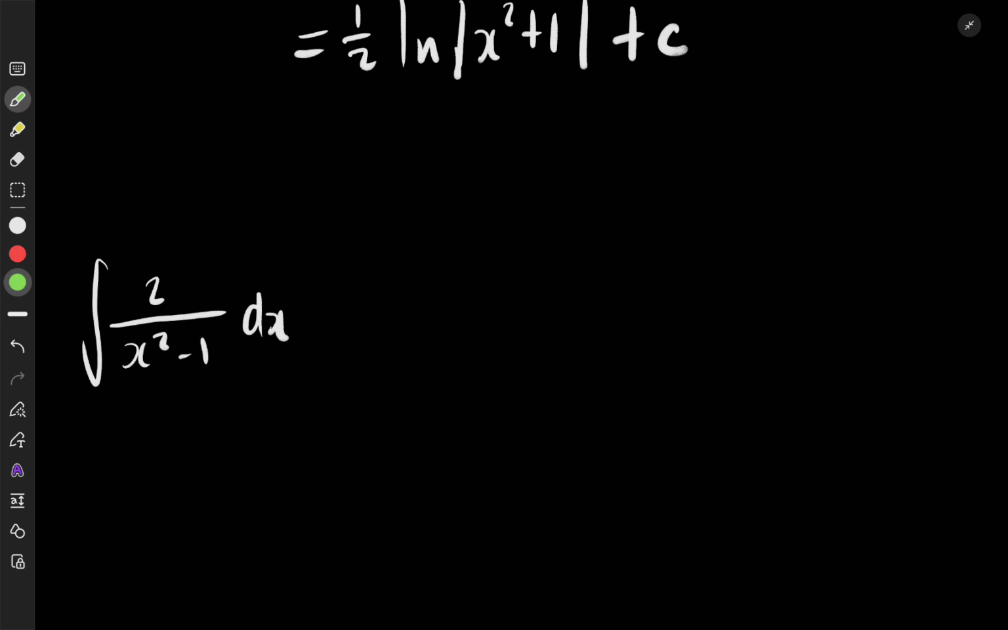So if I say x times x, I get x squared. That's a square number. 1 times 1, I get 1. That's a square number. So here, these are square numbers. And what I do is I get the square root of x squared, which is x, the square root of 1, which is 1. And I'm going to have two brackets, okay? When I factorize this, it'll be 2 over x plus 1 multiplying x minus 1, and I'm integrating these two with respect to x.